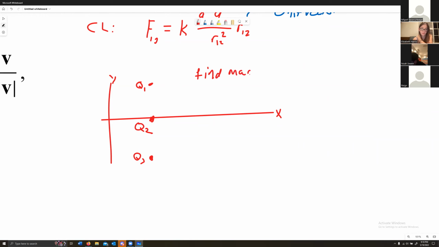I'm just gonna shorthand it. I'm gonna say mag of force on Q2. All right, so here's what's given: the charge of Q1, Q2, and Q3. So here's what we're gonna do.